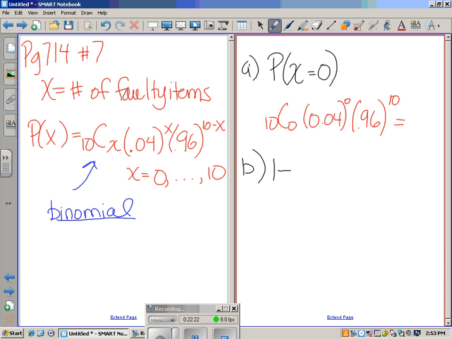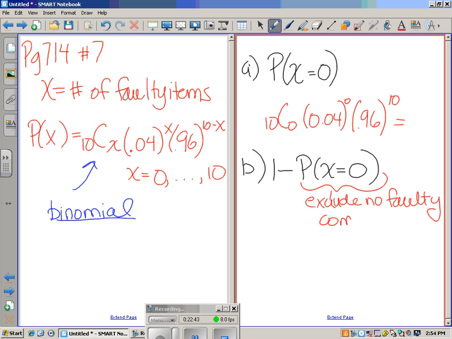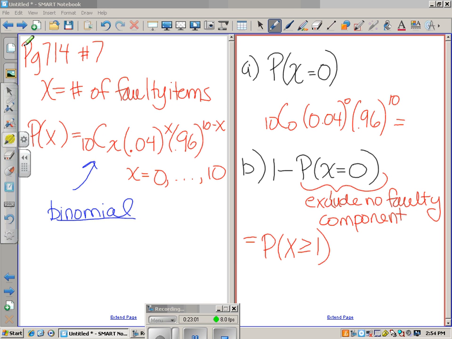So it is easier to consider 1 minus the probability of no components are faulty. Then that would say the box contains at least 1. So we exclude no faulty components. And then this is the same as the probability that the number of faulty components will be greater than or equal to 1. That's the same thing. So whatever your results from part A, which is essentially just 1 times 1 times 0.96 to the 10th, whatever that is, you can plug that in here, take the complement, and get your answer.